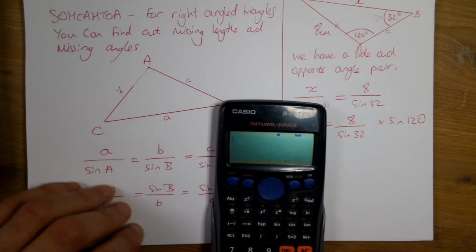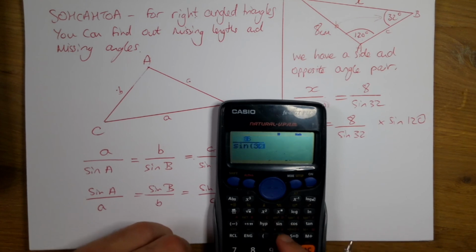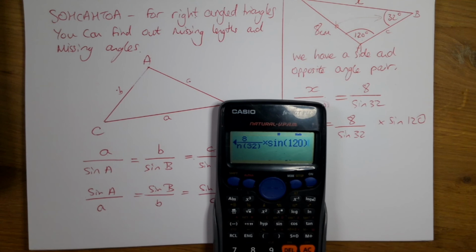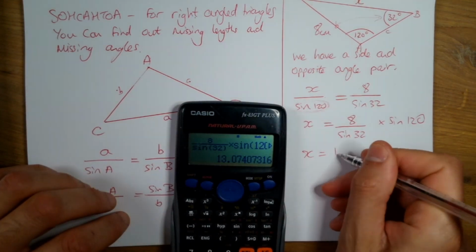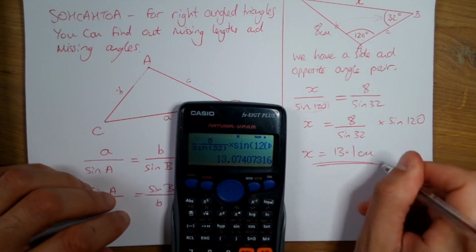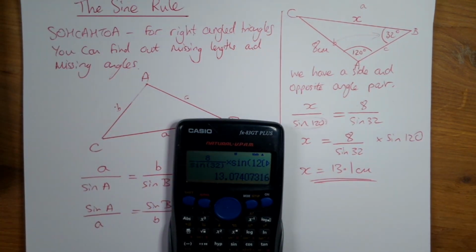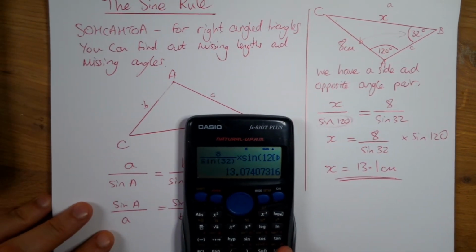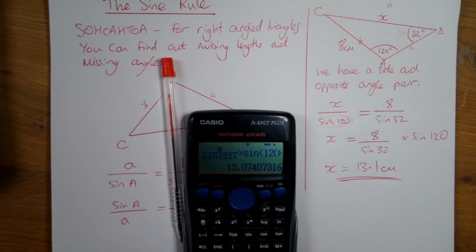So here we go. I'm going to use the fraction button this time: 8 over sine 32 times sine of 120. And we get 13.07. I'm going to round that to 1 decimal place: 13.1 centimeters is the length x. So that is how you go about using the sine rule to work out a side. I'm going to stop this video so it's nice and brief, because you might be answering some questions.